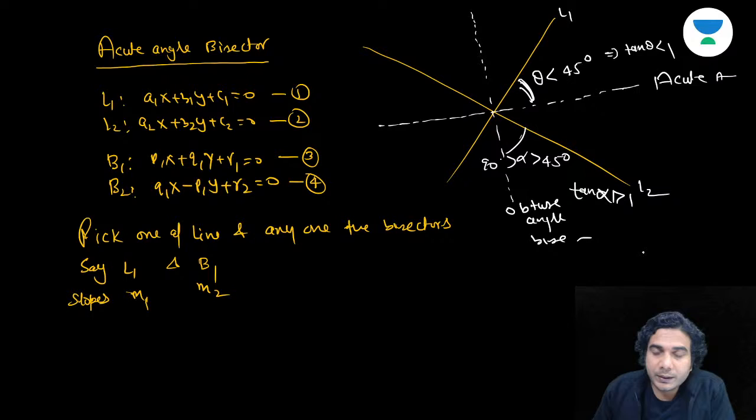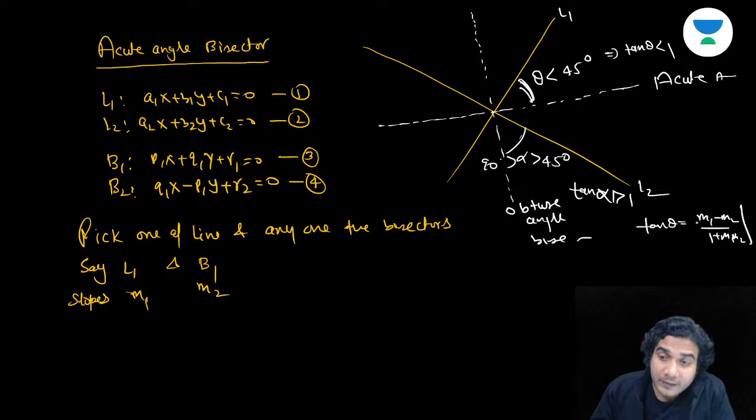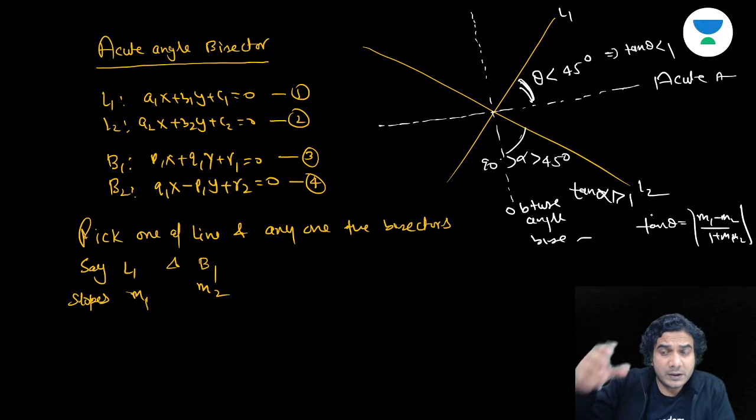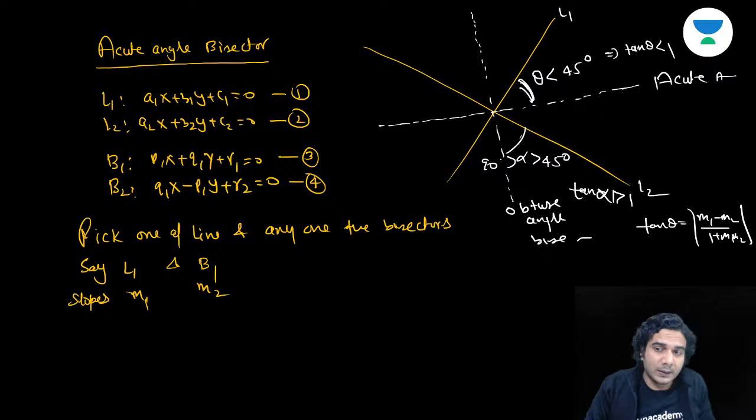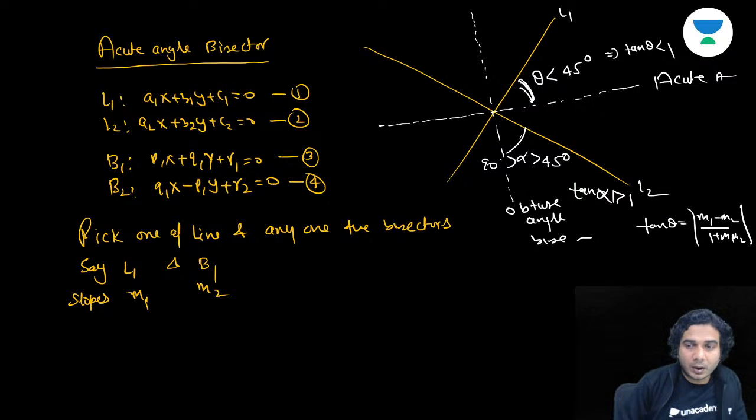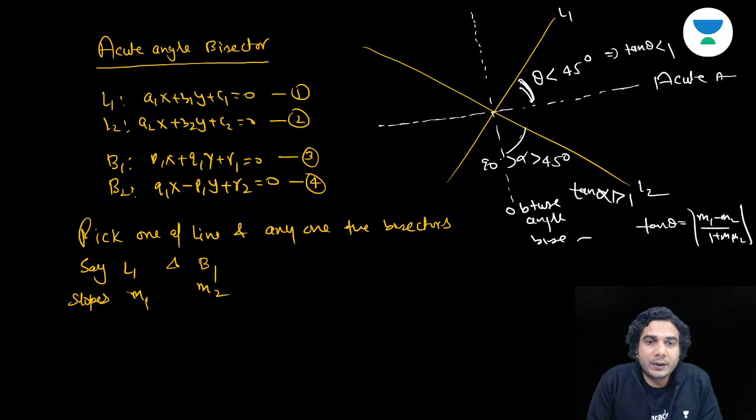We know the formula for the acute angle. If theta is the acute angle between two lines of slopes m1 and m2, then tan theta is given by mod of (m1 − m2) upon (1 + m1 m2). When you put the mod, tan theta will always be positive and theta will be acute, because the angle between two lines can be acute or obtuse. If tan theta is negative, then theta is going to be obtuse. So between any two lines, you can find the acute angle using this formula.